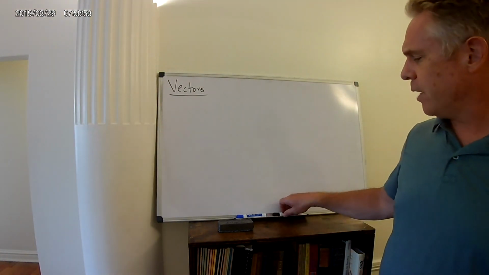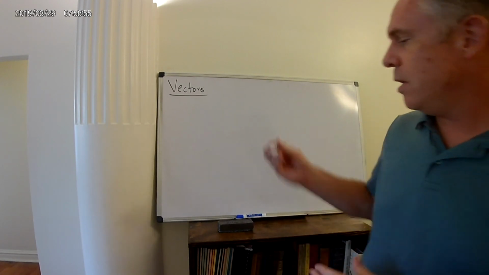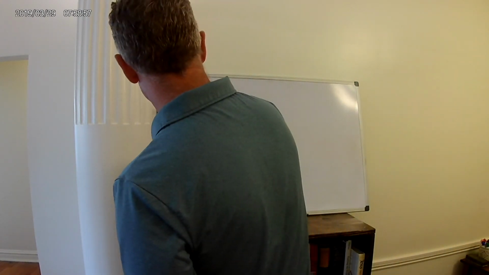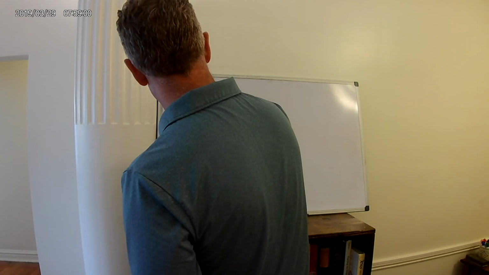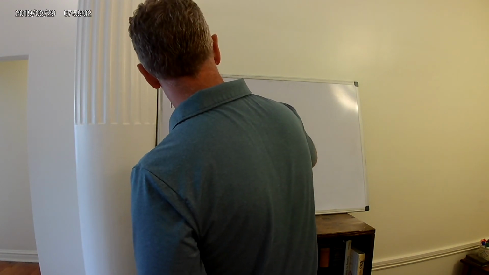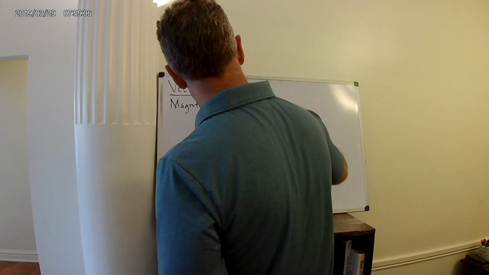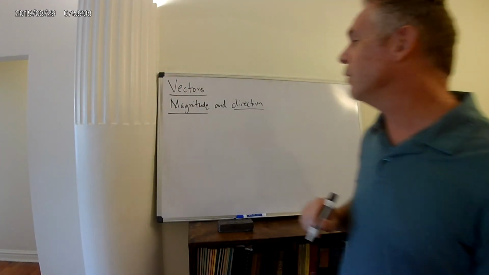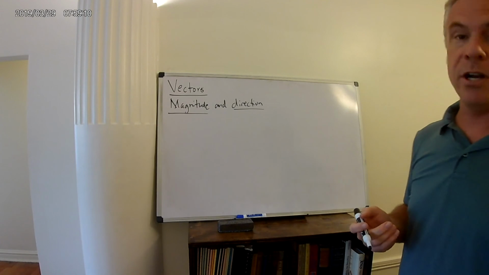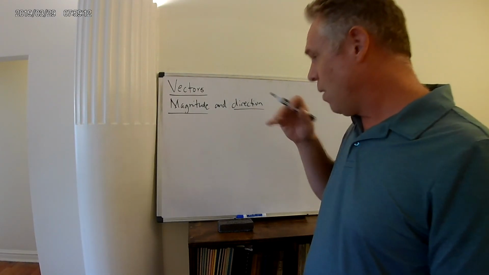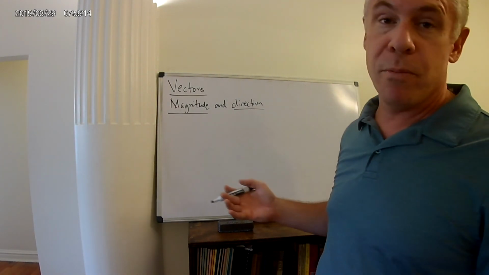What exactly is a vector? A vector is a quantity that has both a magnitude and a direction. Vectors come up quite frequently in the physical sciences and engineering. And there are many quantities where we want to know both a magnitude and a direction.